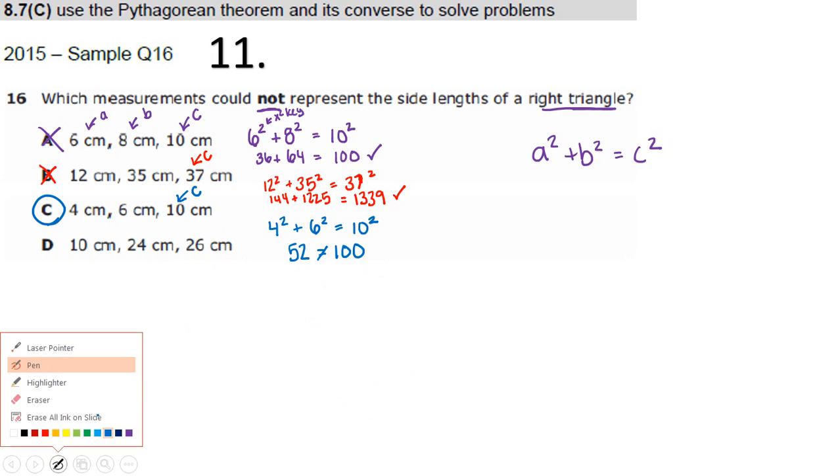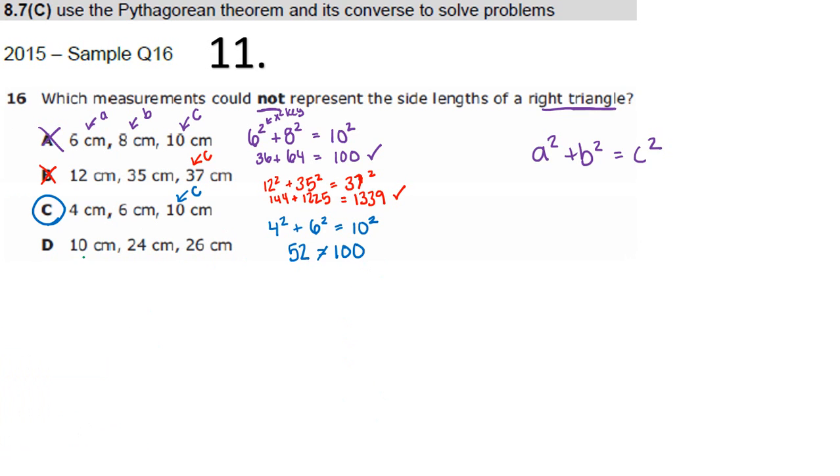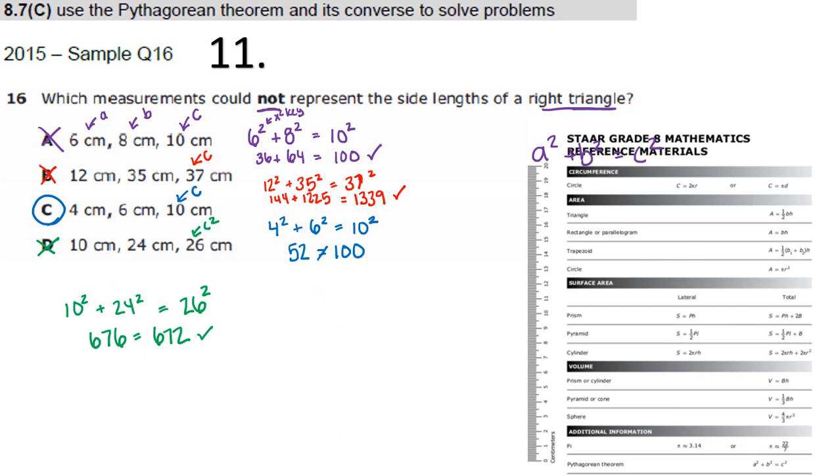Now, just to double check, let's see what D is, because you never want to just pick an answer before confirming the last answer choice, especially when it's this easy. Let's see if this makes sense. Okay, 10 squared is 100. And then if I add 24 squared to it, I get 676. 26 squared is also 676. These are both the same number, so that makes D not my answer choice. Okay, moving on.